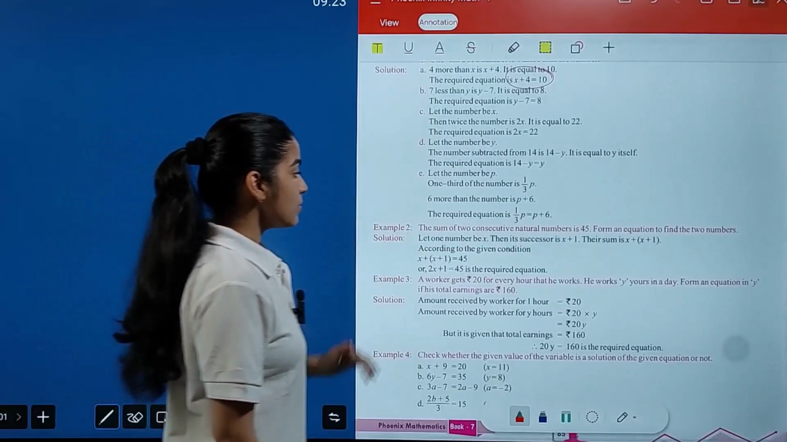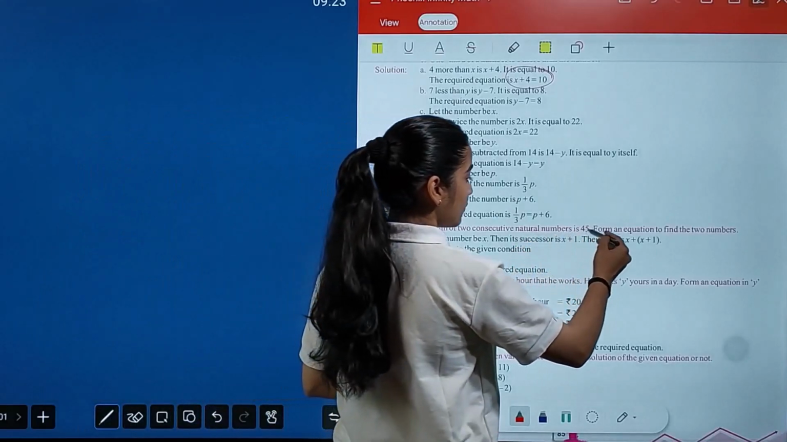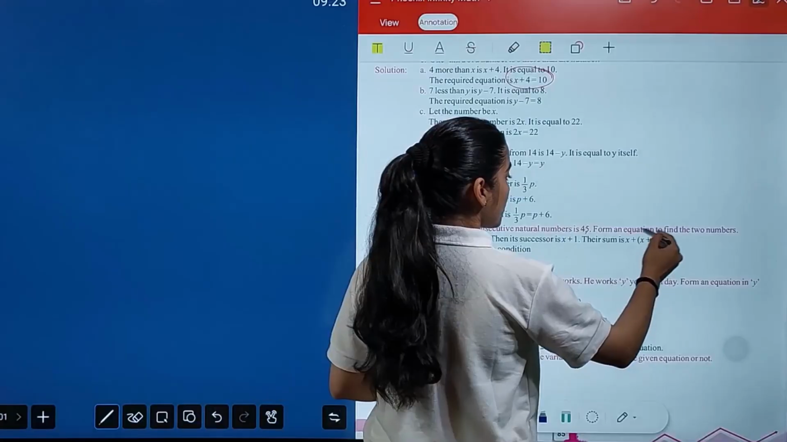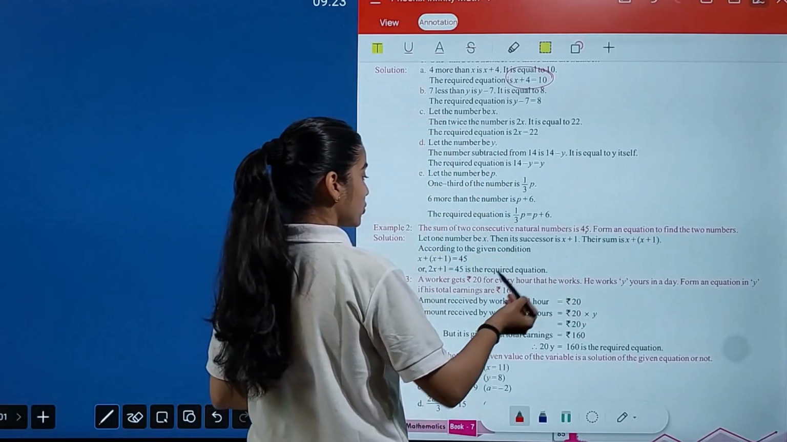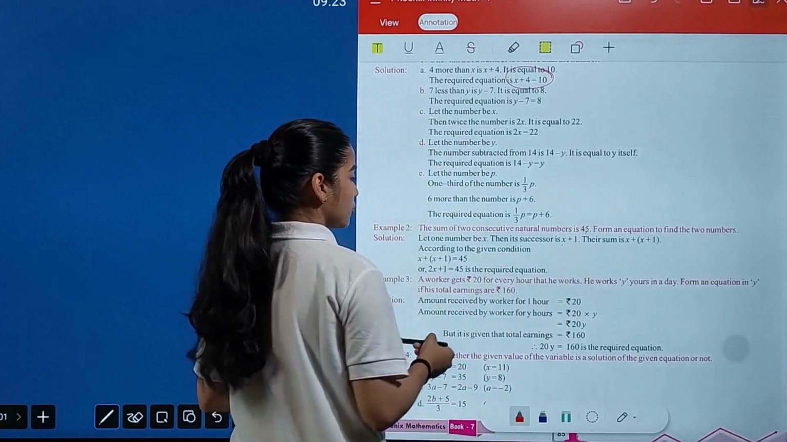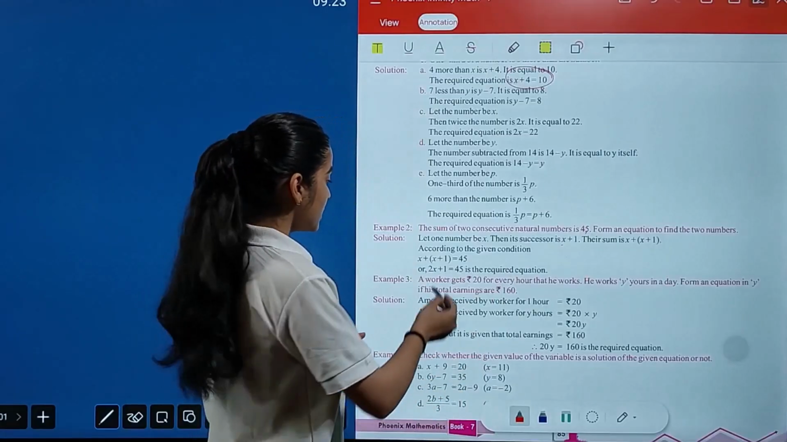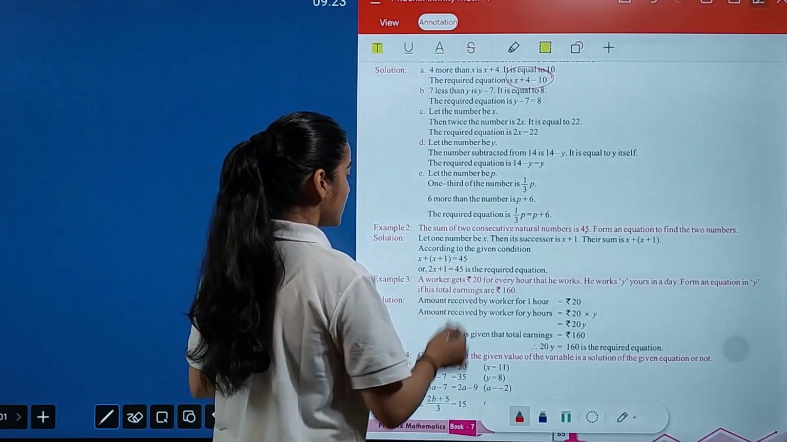The sum of two consecutive natural numbers is 45. Form an equation to find the two numbers. So it should be x and x plus 1, so the sum is 2x plus 1. These are the statements you have, and now you can easily consider it.